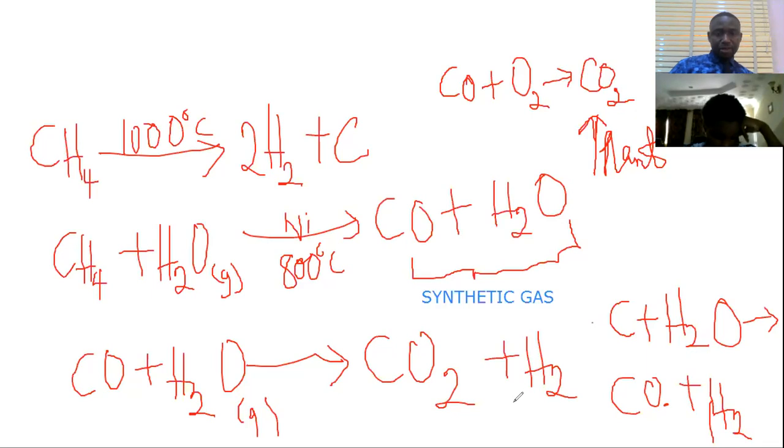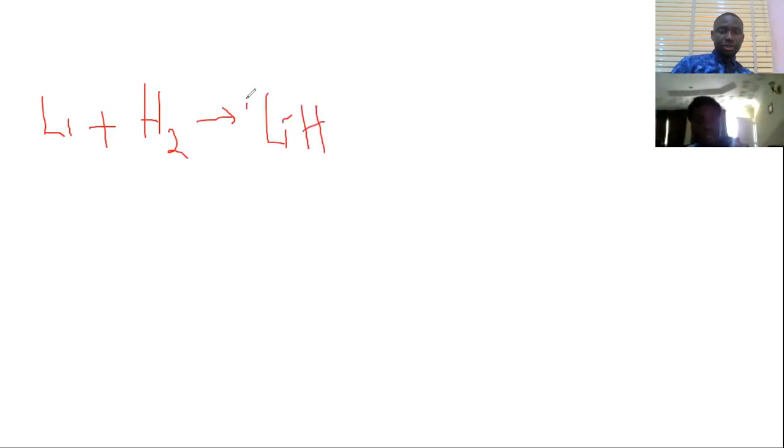Okay. Let's look at some reactions. Those are the chemical properties of hydrogen. We've done that before. Number one, the hydrides. I've told you about hydride before. One of such hydrides we've looked at, we did that yesterday: Li plus H2 is going to give us LiH, so lithium hydride.